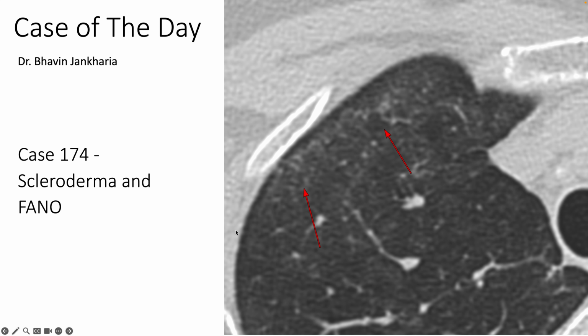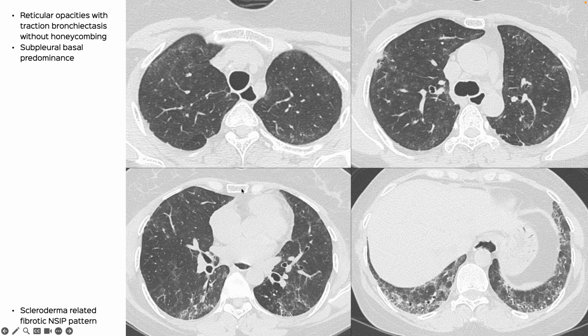But today's case is case 174, Scleroderma and FANO. And you must have realized that at heart, irrespective of what cases I put up, in the end, it all comes back to diffuse lung diseases. And so this is a 33-year-old with scleroderma.